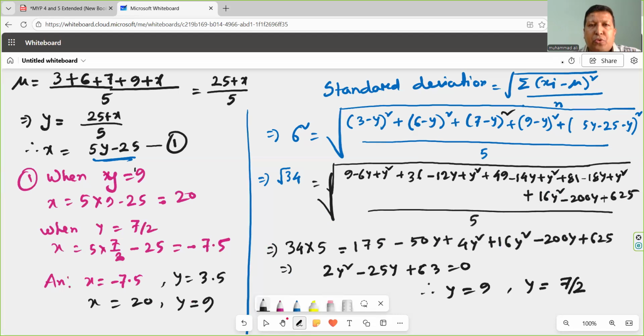Step by step, I tried to show you how you can find the standard deviation and mean.